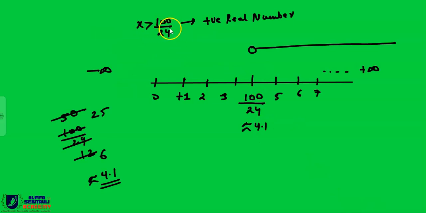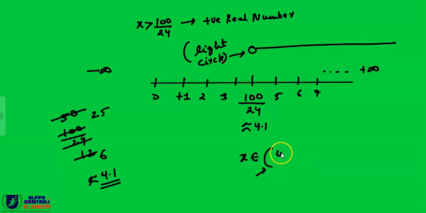x was greater than 100 by 24, which means you are taking all the numbers which are greater than 4.1 but not exactly 4.1. You are taking all the numbers which are bigger than 4.1, correct? So in order to represent this solution, we take a light circle. To express this solution, I will write x belongs to this, as we have studied in the sets concept, class 11 sets. This bracket is the symbol of an open interval.